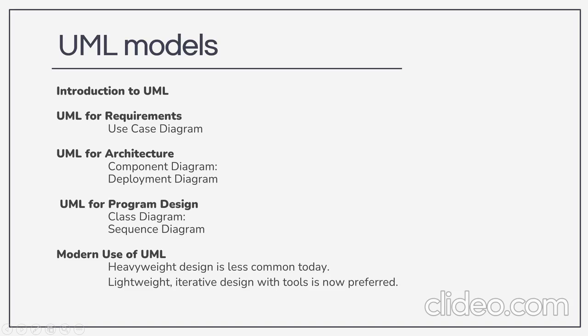Today, heavyweight UML design has become less prevalent, with lightweight iterative processes gaining popularity due to their adaptability and alignment with modern agile practices.